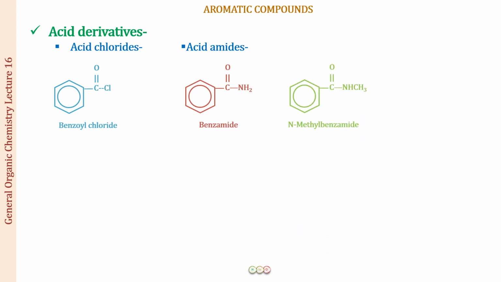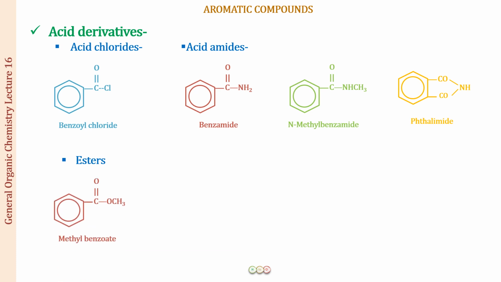The next, it is a derivative of benzamide. We have the hydrogen of the NH2 group of the amide being replaced by the methyl group. So this becomes N-methyl benzamide. It can be any alkyl group, that would be N-alkyl benzamide. The next structure, this is a very important structure you will be learning some reactions related to later on. So this is phthalimide.